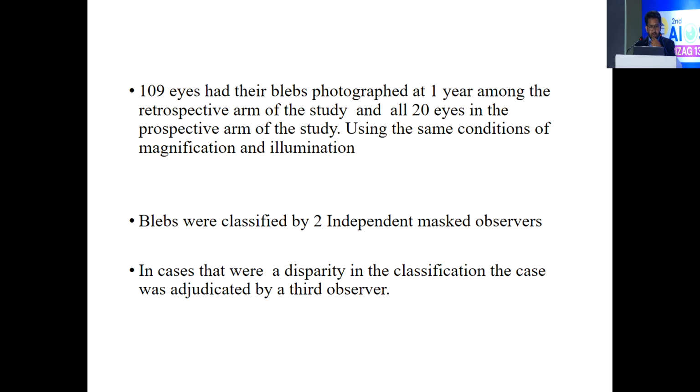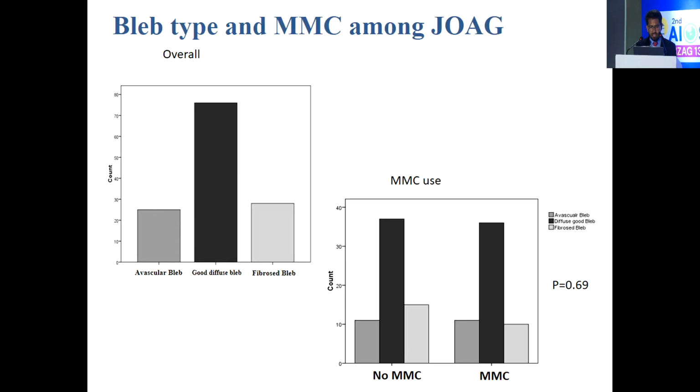Then coming to the bleb morphology. 109 eyes had their bleb photographed at 1 year in the retrospective arm of the study, and 20 eyes in the prospective arm, using the same conditions and magnification. Blebs were classified by 2 independent masked observers. In cases of disparity in the classification, the cases were adjudicated by a third observer. Regarding bleb type among the MMC and non-MMC groups, overall the most common bleb type is the good diffuse bleb, and between the MMC and non-MMC groups there is not much difference, almost equal in both.